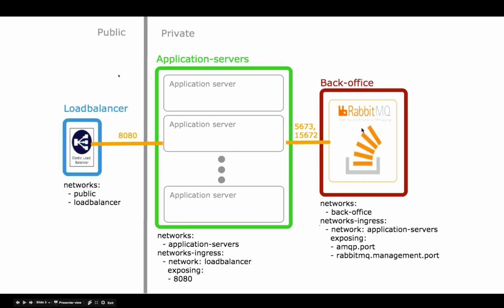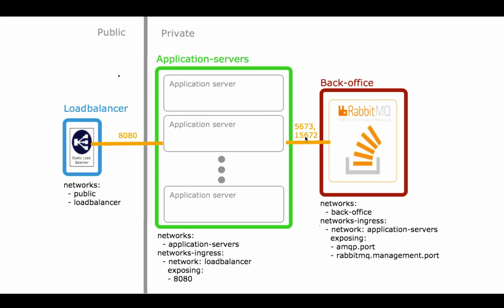Now going a step deeper, we have the back office. So we've defined this back office group, and its network ingress rules only allow access from the application servers. On this one, we actually have two ports that we want: the active RabbitMQ port, which is 5673, and a management port, 15672. That can only be accessed from the application servers, never mind the load balancer servers or the public.